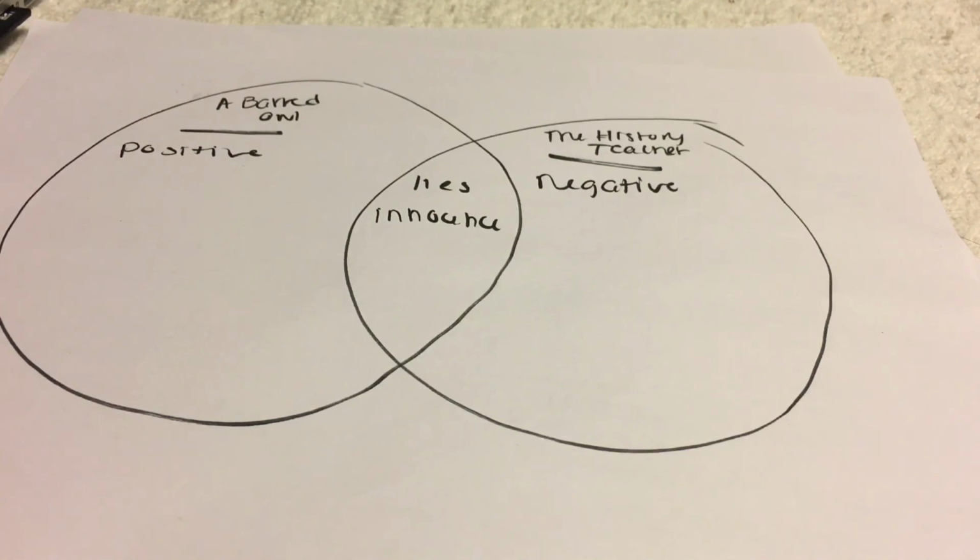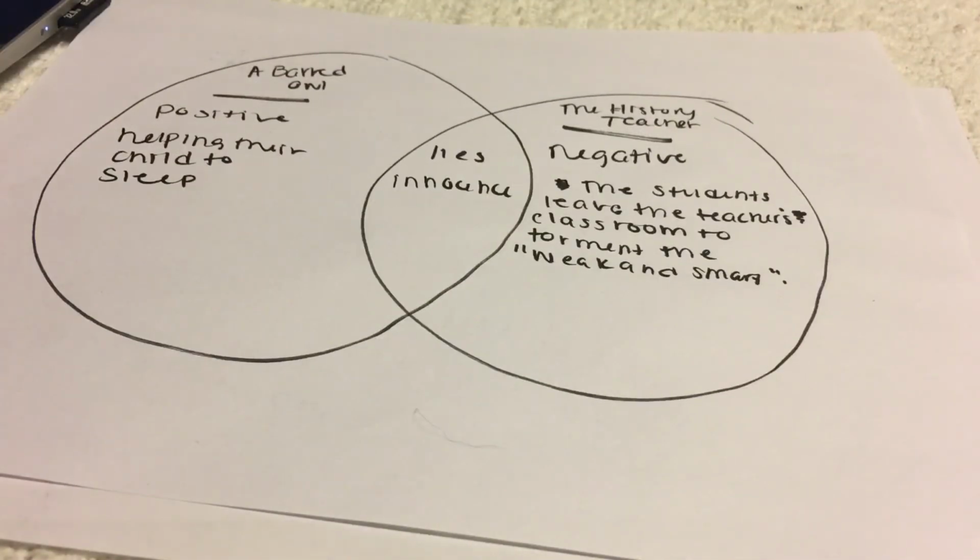Their shift in point of view gives the reader a more sympathetic view towards the parents in A Barred Owl and leaves more room for criticism in the history teacher. Within the text, it is easy to see that the students did not need any protection, making the teacher's attempt to keep them innocent unnecessary, unlike the attempts of the parents in A Barred Owl. The students leave the teacher's classroom to torment the weak and smart. This implies a lack of innocence to the children who would make the teacher's efforts meaningless.